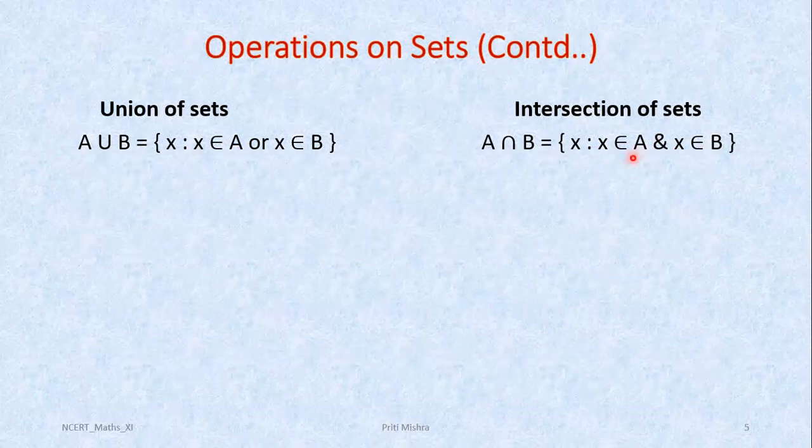Means each and every element of set A intersection B will be there in set A as well as in set B. And for union, the situation is that an element can be a part of set A or a part of set B or a part of both the sets. So this is the difference between these two sets, right?